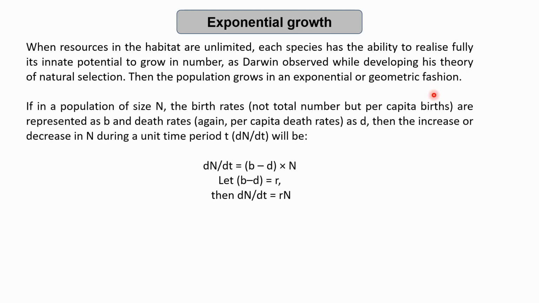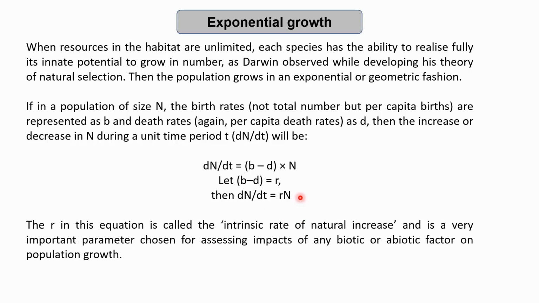If in a population of size N, the birth rate, not total number but per capita births, is represented as b and the death rate is represented as d, then the change in the population size during a unit period of time can be represented by the birth rate minus the death rate, multiplied by the initial population. Considering b minus d as r, we can simply represent the change in the population during a unit period of time as dN/dt = rN.